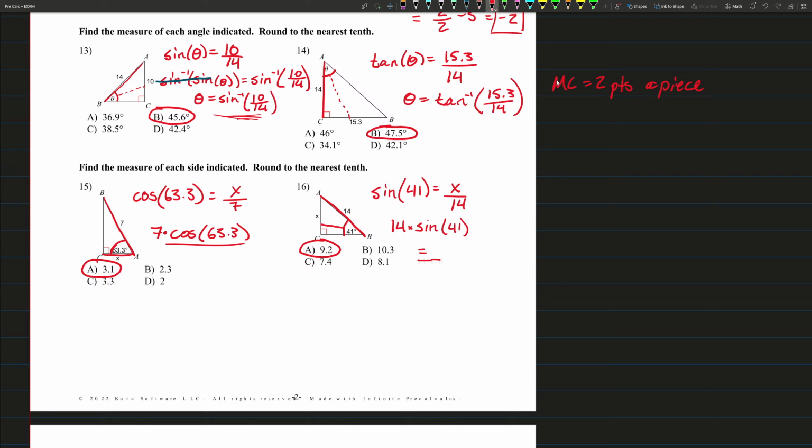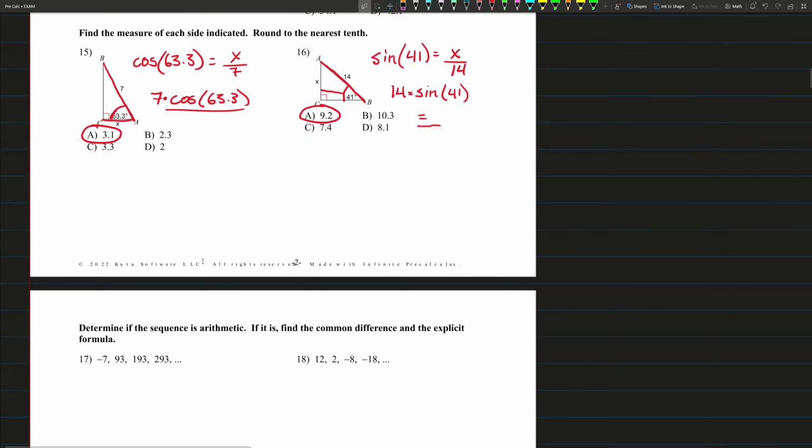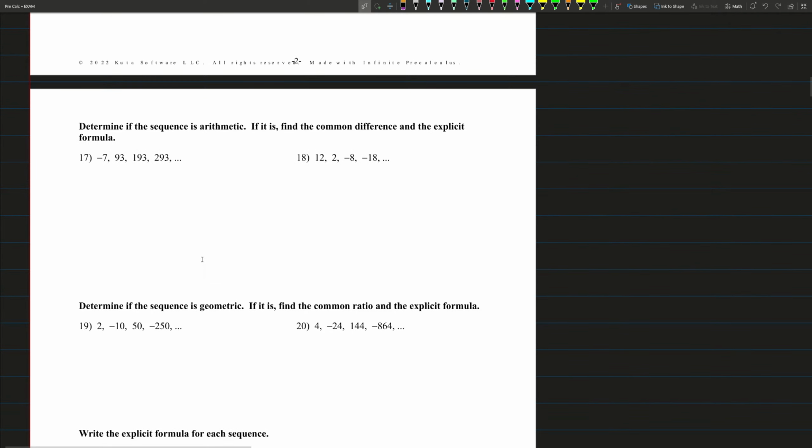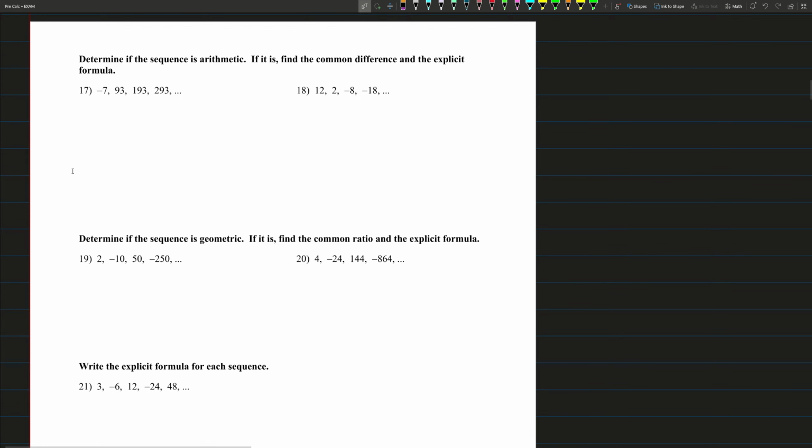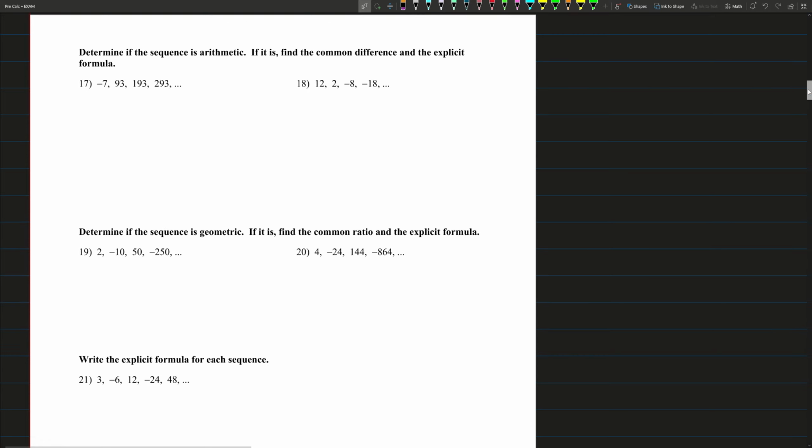So that's the multiple choice. The next couple of problems progressively get more involved: determine if the sequence is arithmetic, determine if the sequence is geometric, and then write the explicit formula. These are all the stuff that we did last test, which most people did really well on, so this shouldn't be a problem.